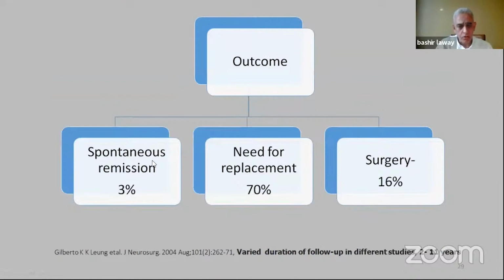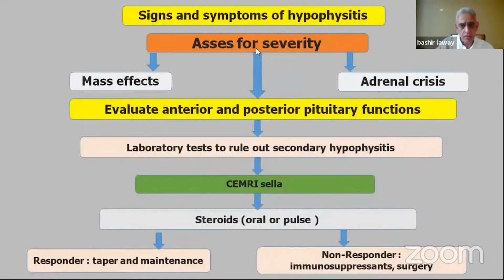So what is the outcome? Spontaneous remission occurs in 3%. There is a need for replacement. Almost 70% of the patients would need glucocorticoid replacement. Surgery is needed only in 16%.